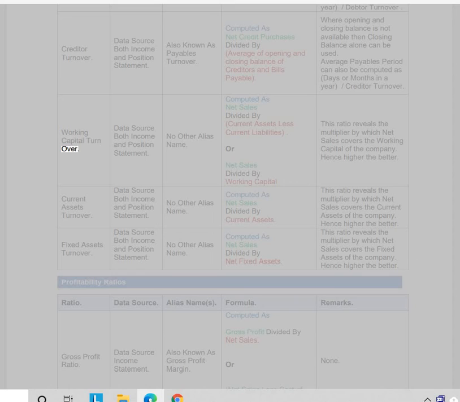Working capital turnover. Data source: both income and position statement. No other alias name. Computed as net sales divided by current assets less current liabilities.